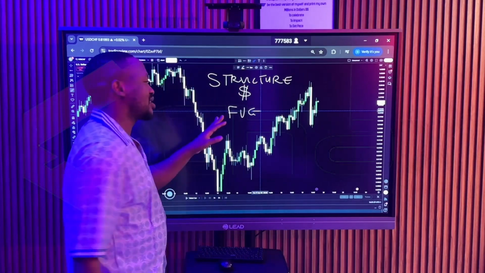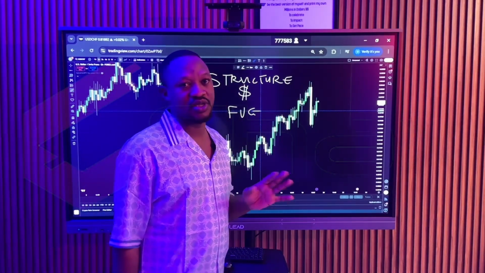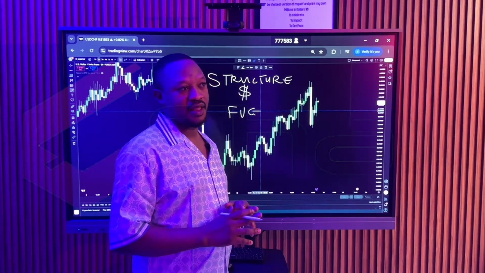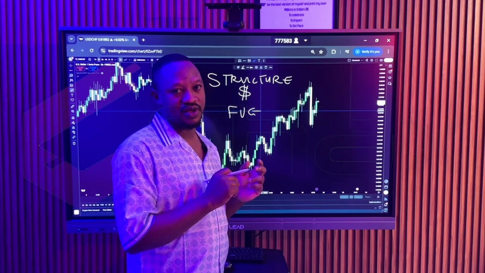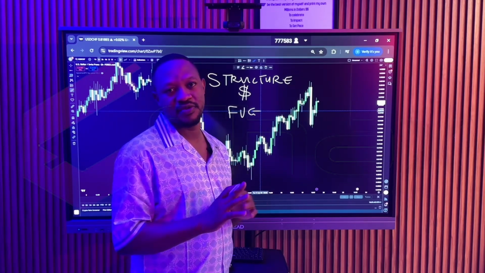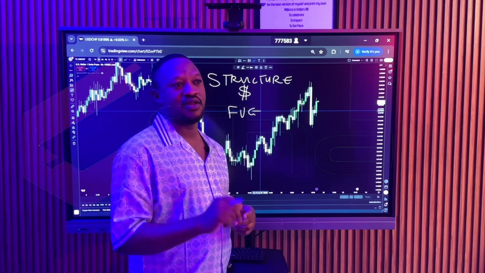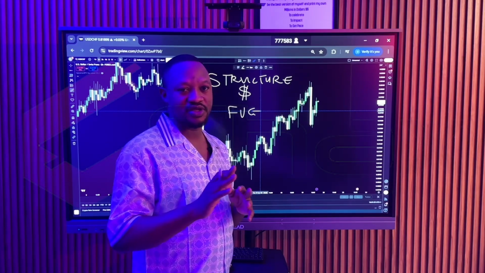All right, so in today's class, we're going to focus strictly on structure and what's it called? Fair value gap. Now, if you understand what I'm showing you now, I can tell you have no problem making money in this market. And one thing is, I made it as simple as possible.